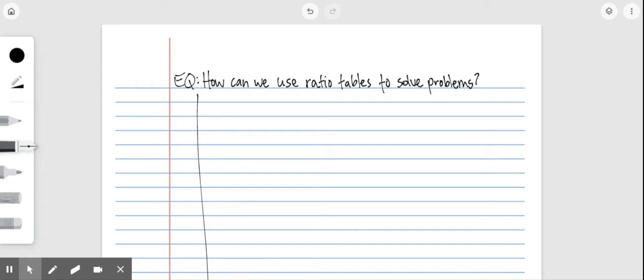All right, beautiful people. So today we're using ratio tables to solve real-world problems. So we're going to do a few story problems and then use ratio tables to solve them and find the answer. So our essential question is, how can we use ratio tables to solve problems?